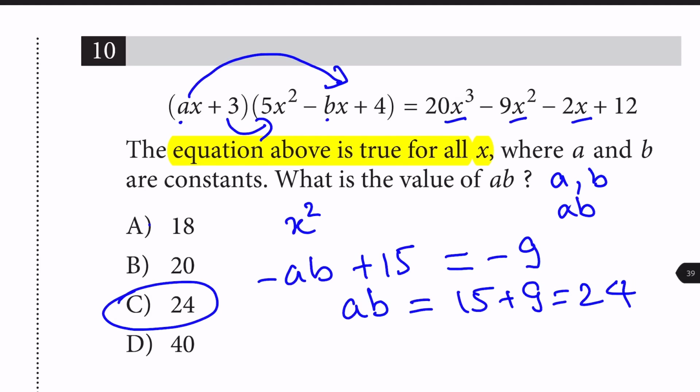You can also solve this problem by getting the coefficients for x cube and x and solving the system of equations. But I am sure you understand that it will take a lot longer than doing it this way.